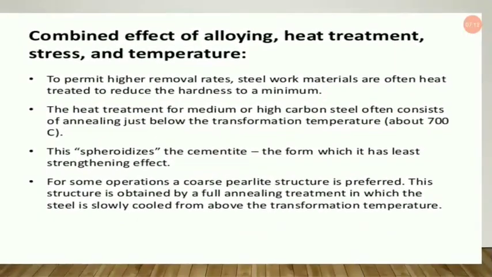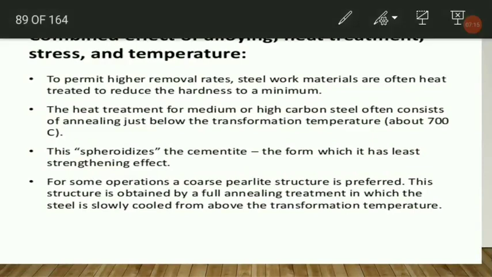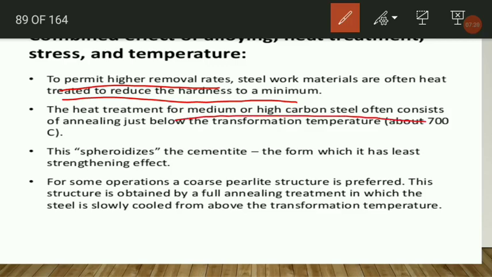Now, the combined effect of alloying, heat treatment, stress and temperature. To permit high removal rates, steel work materials are often heat treated to reduce the hardness to a minimum. The heat treatment for medium or high carbon steel often consists of annealing just below the transformation temperature, about 700 degrees Celsius. This ferritizes the cementite, the form in which it has least strengthening effect.